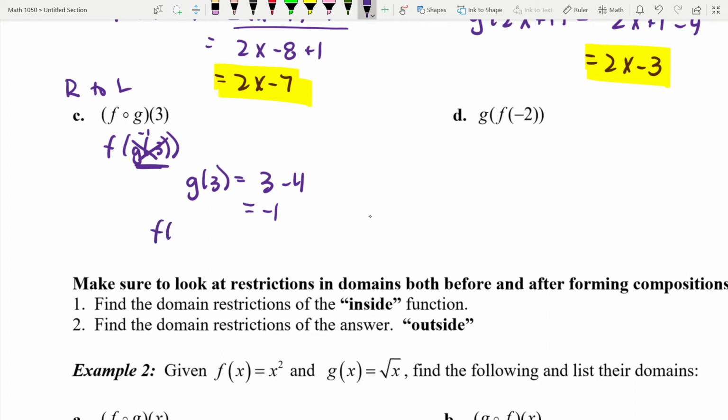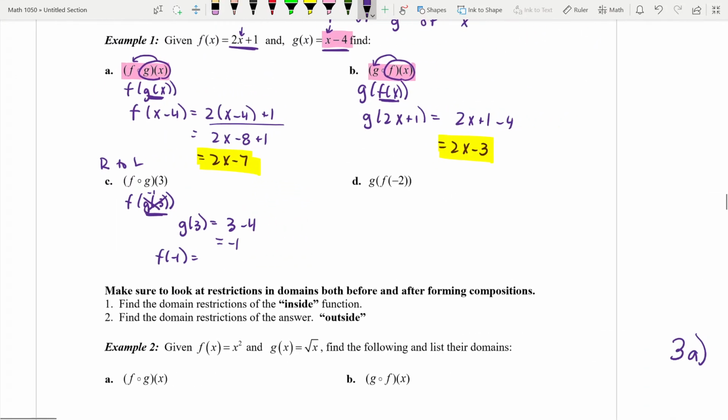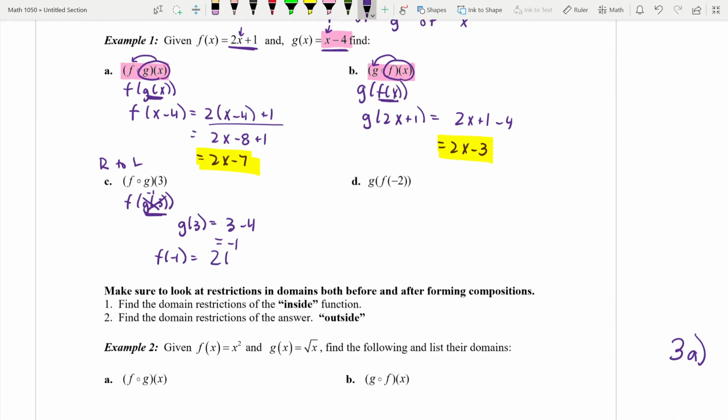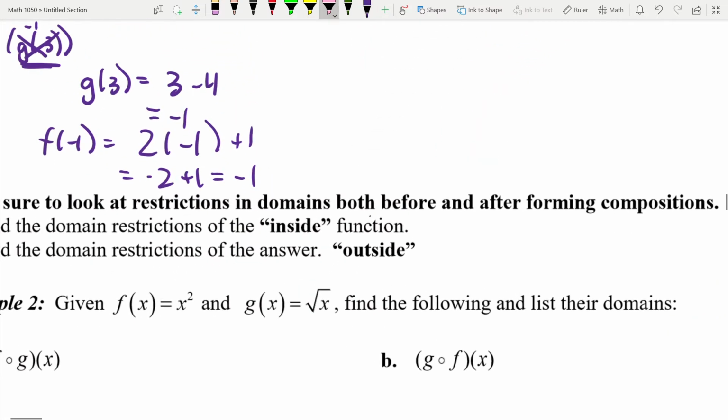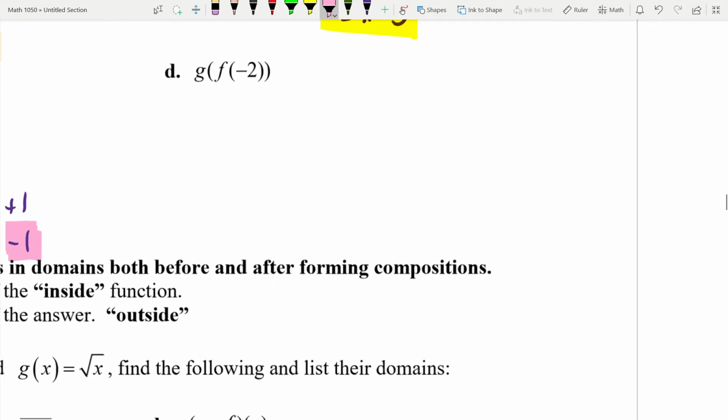Now you do f of -1. So go into that f of x, wherever you see an x, put a -1. So it's 2 times -1 plus 1. That's -2 plus 1, which is a -1. You only have one answer, and the one answer you have is that final number, which is a -1. Okay, let's do the next one.